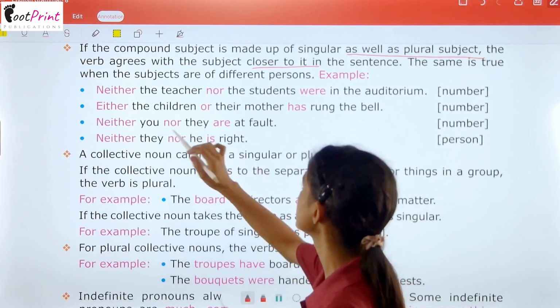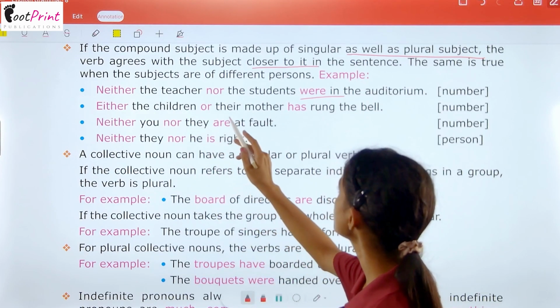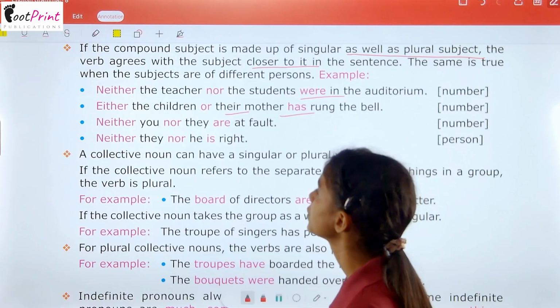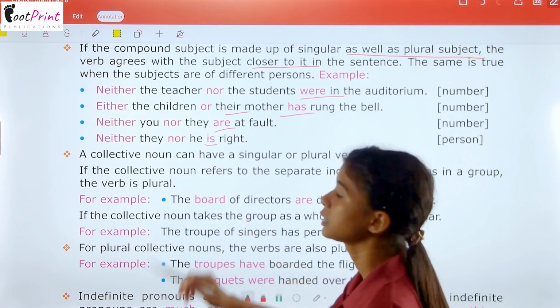For example, neither the teacher nor the students were in the auditorium. Neither the children nor their mother has rung the bell. Neither you nor they are at fault. Neither they nor he is right.